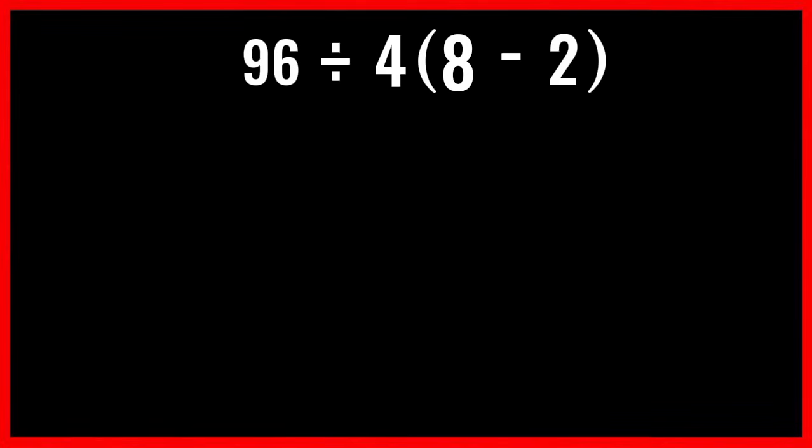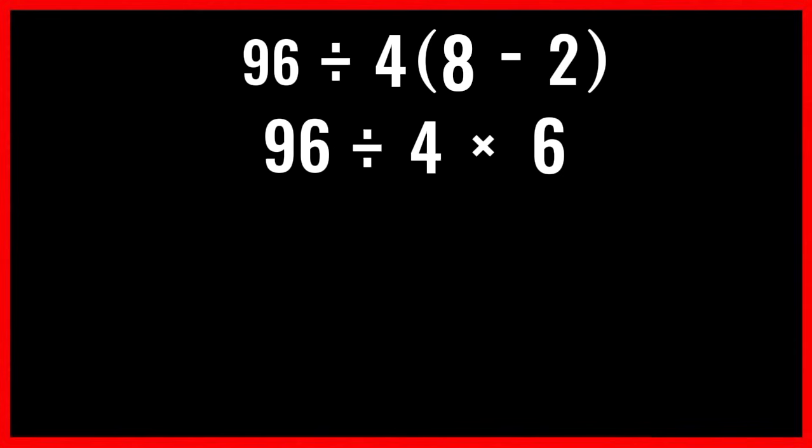Most people think this question is easy, but that's exactly why so many people get it wrong. Take a look at this. 96 divided by 4 times the quantity 8 minus 2. Let's solve it. First, solve the parentheses. 8 minus 2 equals 6. Now the expression becomes 96 divided by 4 times 6.